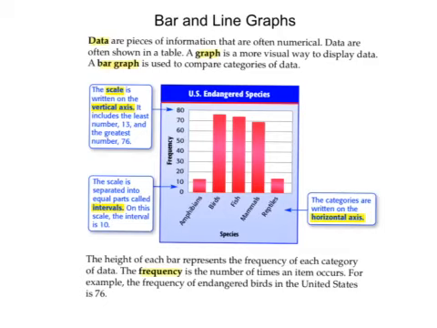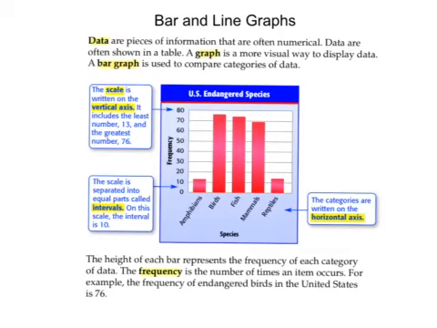Bar graphs are really good to use when you are trying to compare different pieces of information. The height of each bar represents the frequency of each category. The frequency is the number of times an item occurs. For example, the frequency of endangered species of birds in the United States is 76. So let's look at the different parts here.